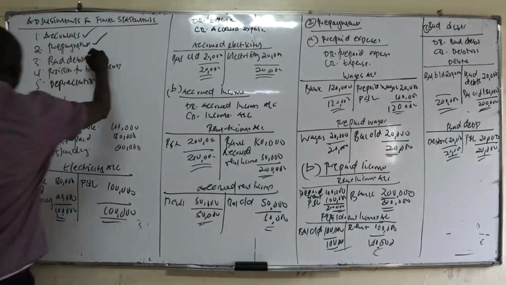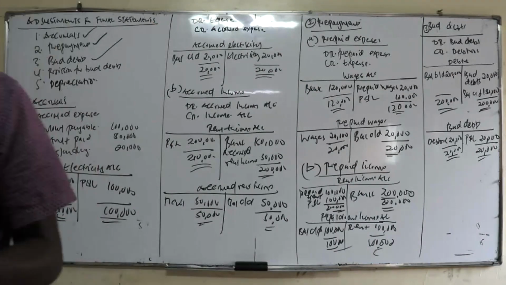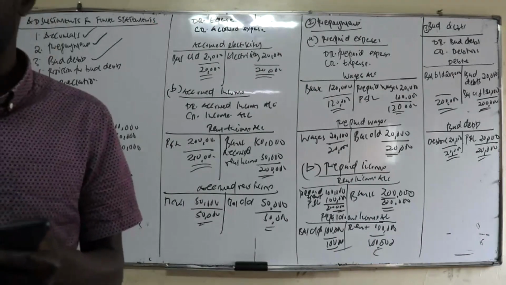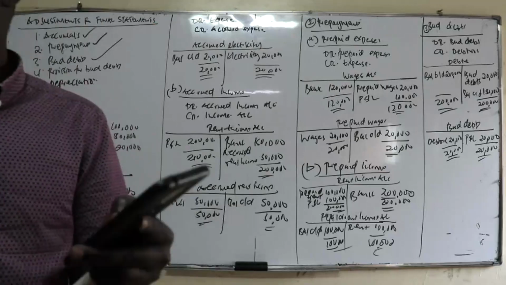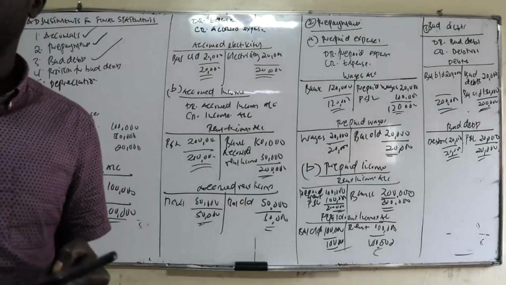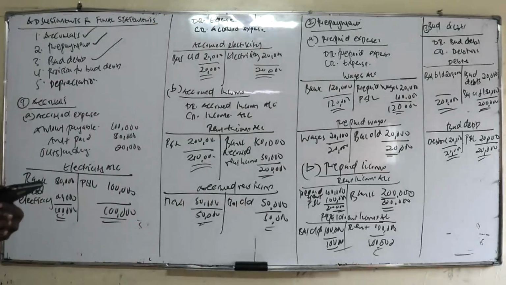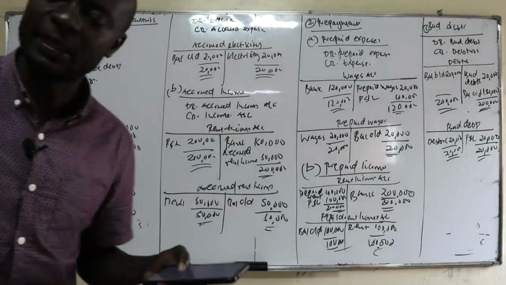And then now we go to what we call provision for bad debts. A provision is just an amount that is set aside to cater for an expense that is likely to occur or a loss that is likely to occur. A provision is an amount that is set aside to cater for any eventuality which might be positive or negative. Okay? That is a provision. Like we have provision for bad debts, provision for expenses.